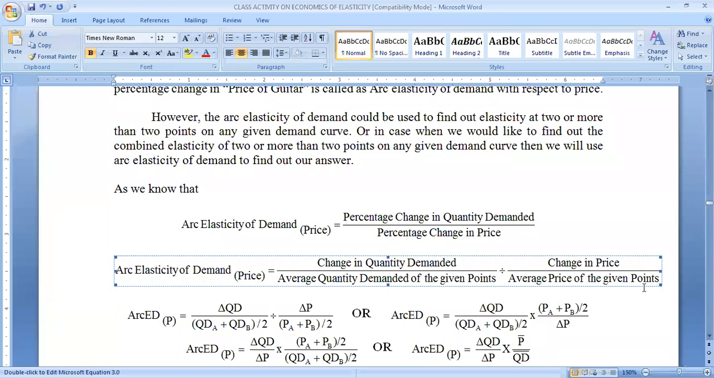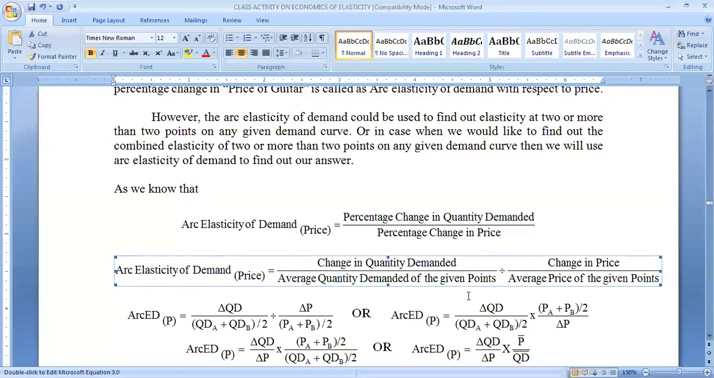Since what we need to do is use both points if we are given 2 points, right? So finding elasticity between 2 or between 3 points is arc elasticity, right? So here we do not need to write one price. Here we need to take an average of all the prices we are given, right? That is why the word average appears. So change in price divided by the average price of the given points.